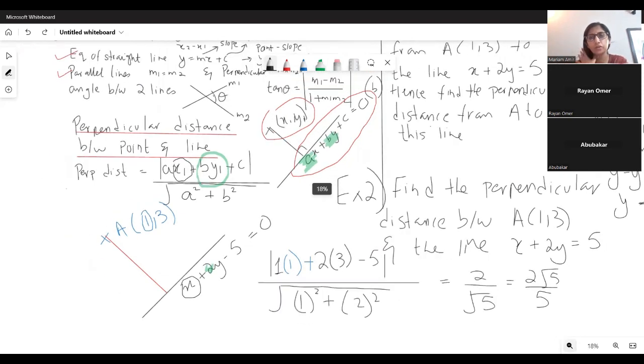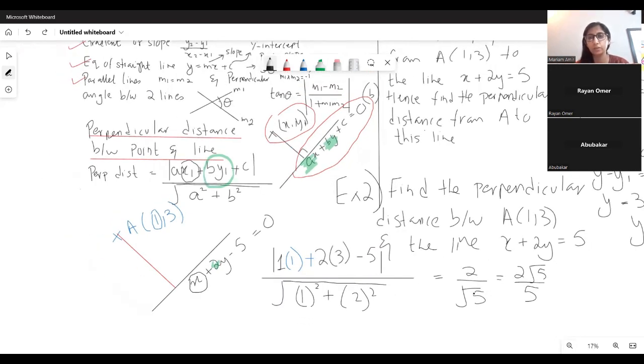Conventionally, you're not supposed to write a root in the denominator. So if you rationalize 2 upon under root 5 in the denominator, you get 2 under root 5 over 5. Okay? So using the same formula, we found the distance between a point and the line. Distance between a point and a line using this formula. We'll be using this formula again.